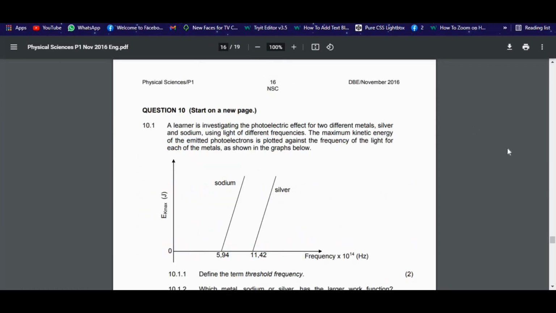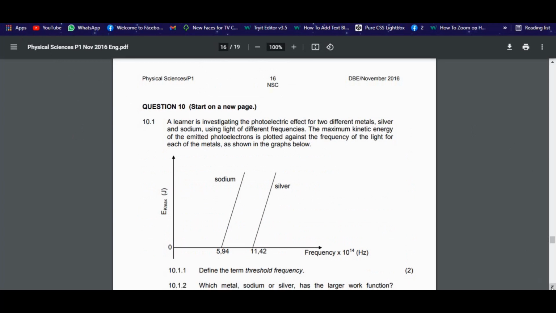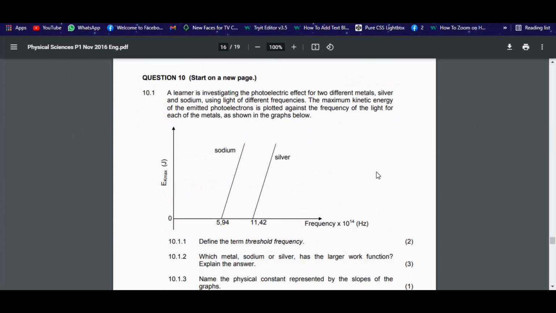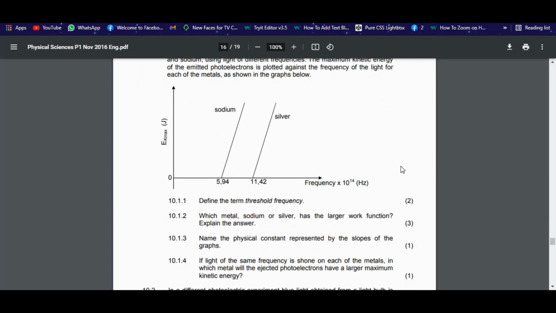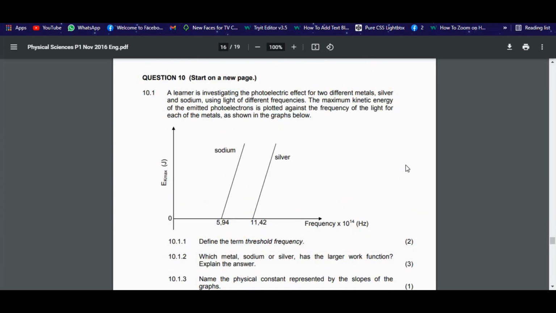All right, here we've got a 2016 November paper. Quite a nice question, a question with a difference. They give you a graph of kinetic energy, EK max versus frequency, in times 10 to the 14 hertz. A learner investigated the photoelectric effect of 2 different metals, sodium and silver, using light of different frequency. The maximum kinetic energy of the emitted photoelectrons is plotted against the frequency of the light for each of the metals, as shown in the graphs below.